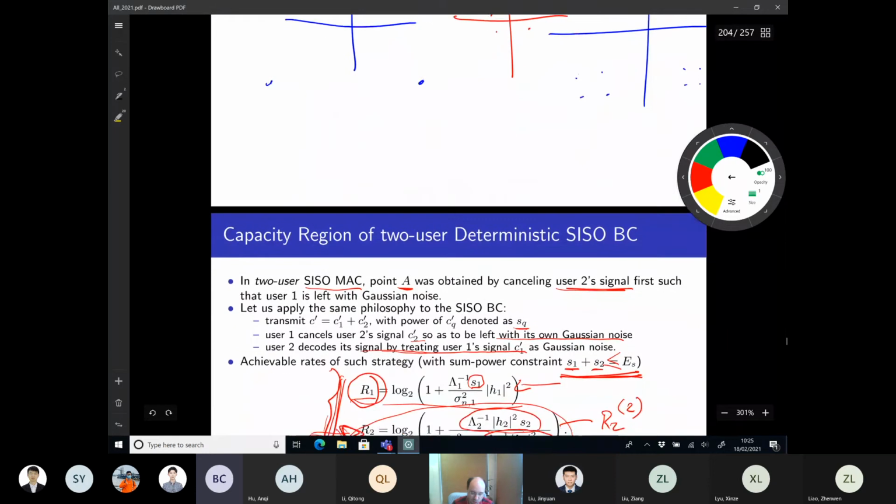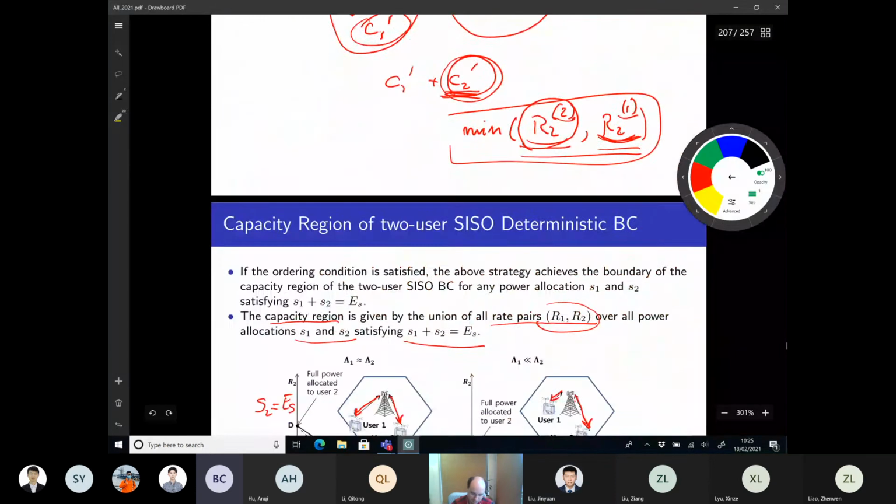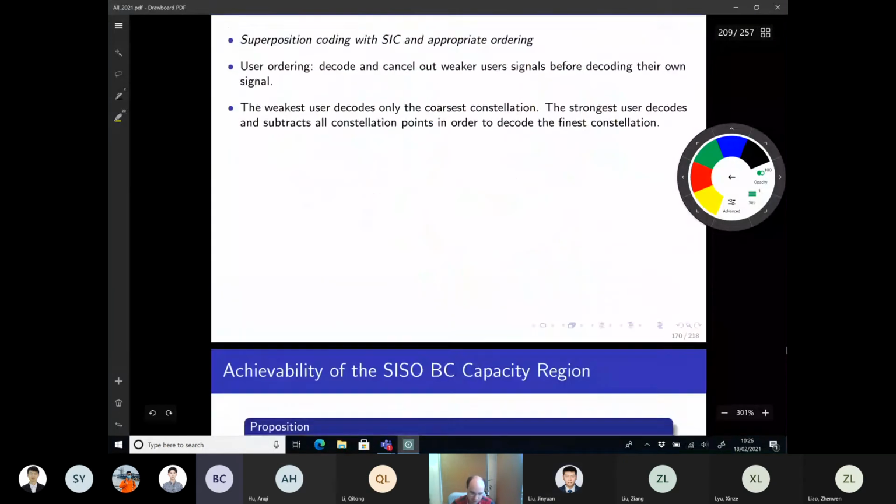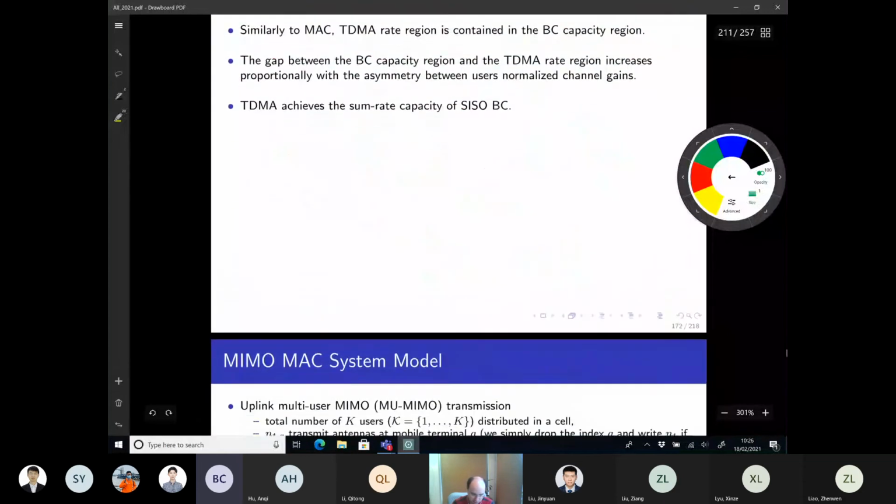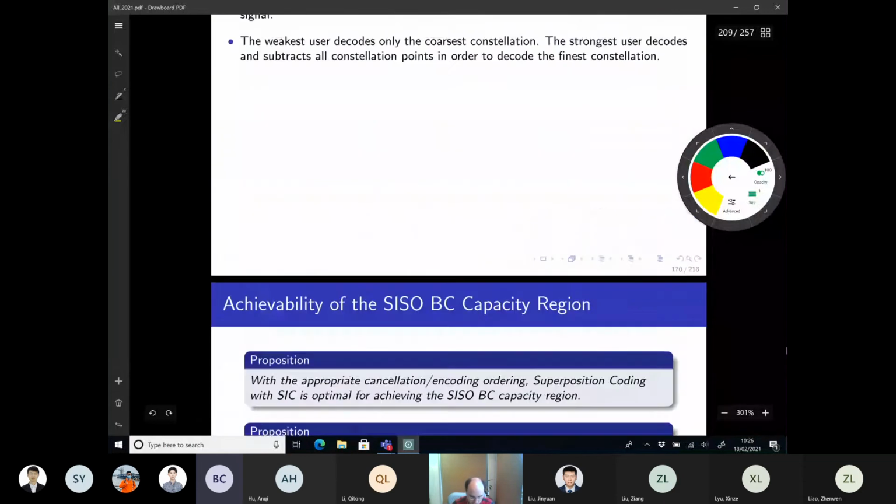Right, so this is called superposition coding. I will explain this slightly later on. I think I have some slides about this, maybe, not sure.